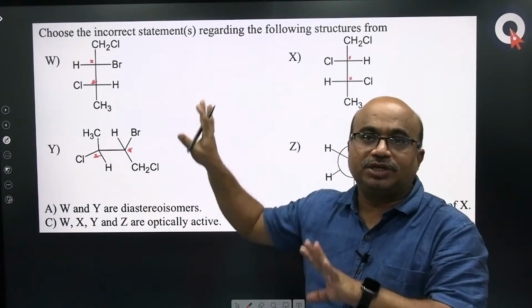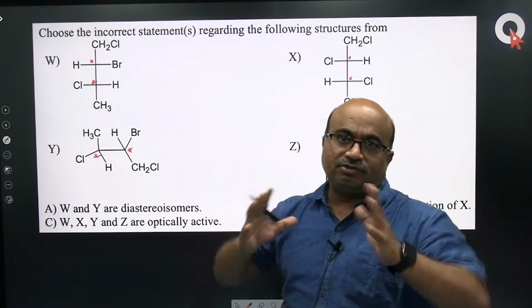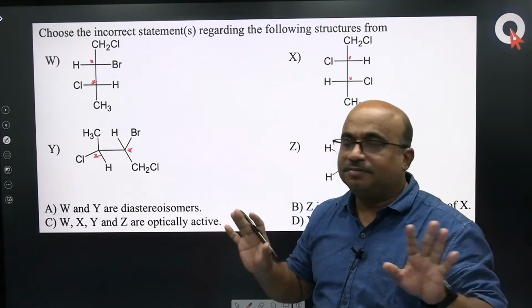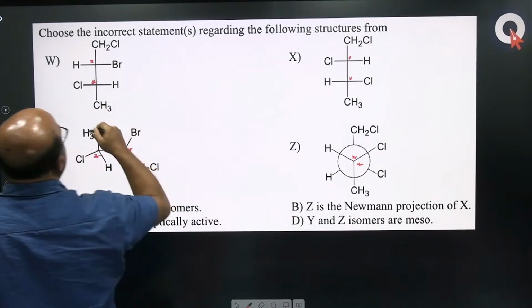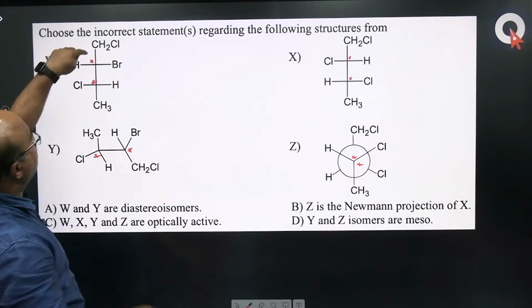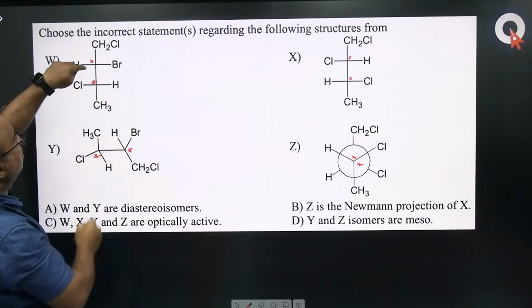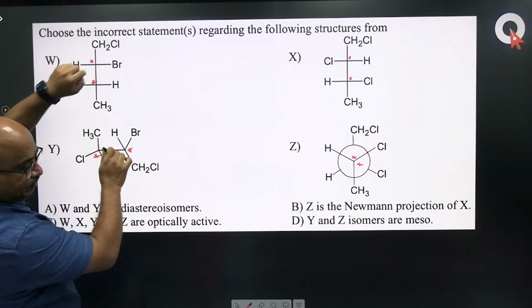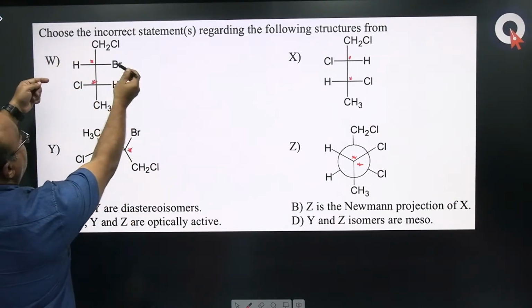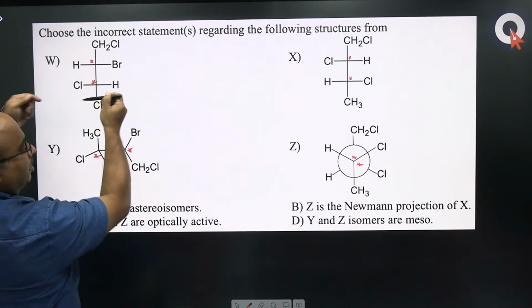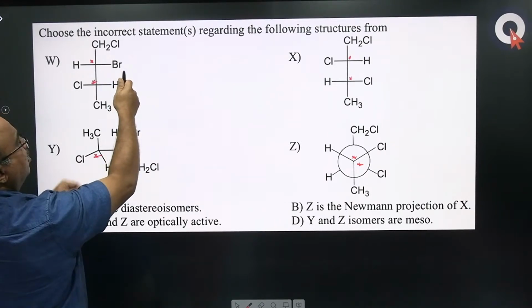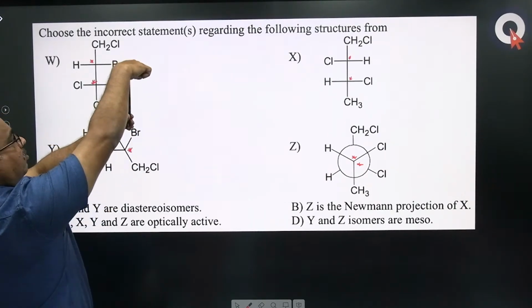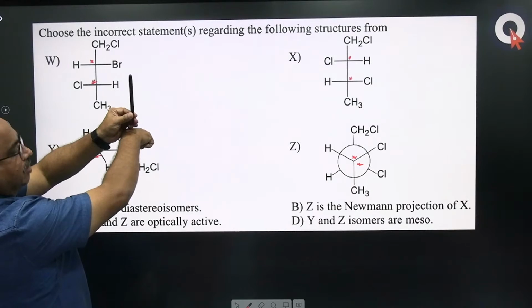So if it is an open chain molecule, to see the plane of symmetry, it is better to write it in a Fischer projection, because from the student point of view, they can compare easily. In a Fischer projection, the groups written vertically are at the backside, and the groups which are present horizontally are towards the observer. These two carbons we are holding in a plane. At this carbon, a group is backside. At this carbon, there is a group backside.